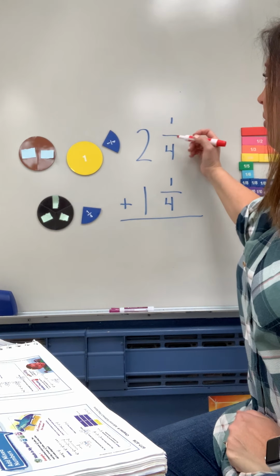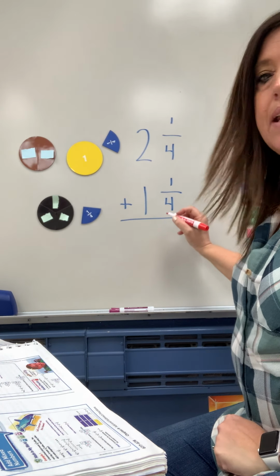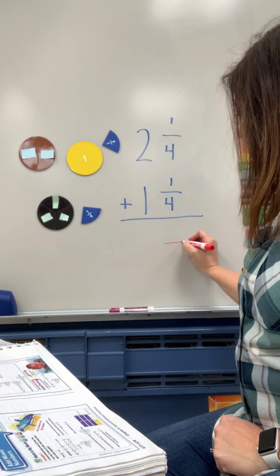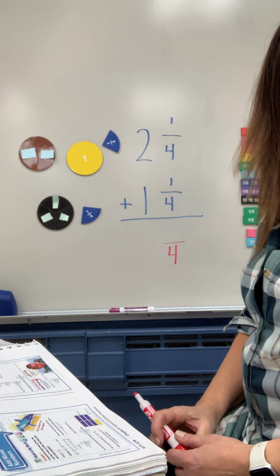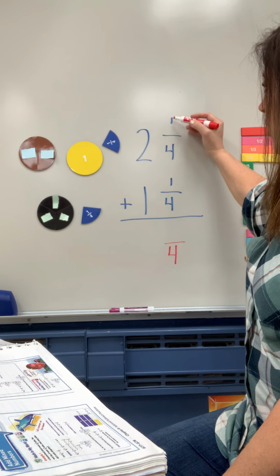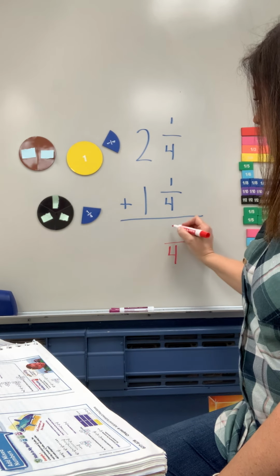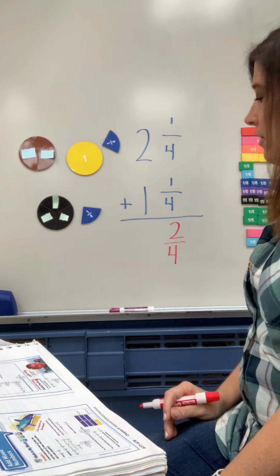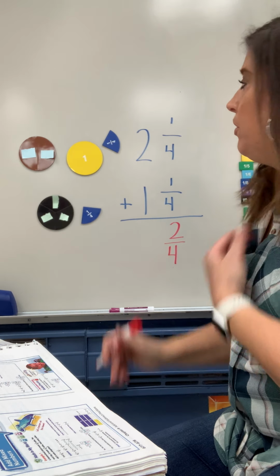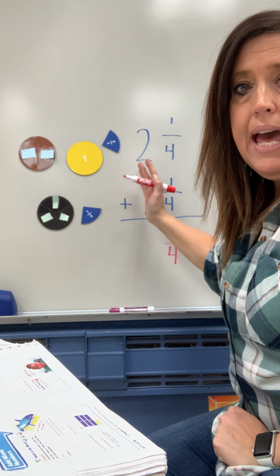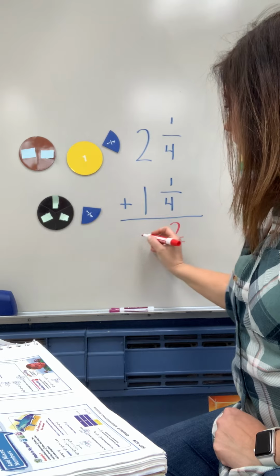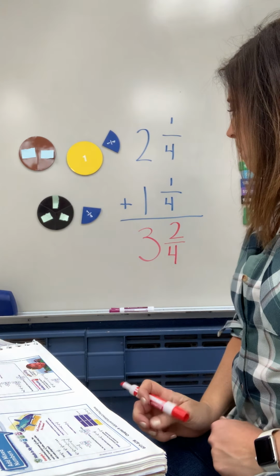So let's make sure that we do. Here we do have the same denominator. It's a 4. So we're going to go ahead and bring the denominator 4 down into our answer. Then we're going to simply add our numerators. We have 1 plus 1, which gives us 2. At this time, we're done with the fractions, so we're going to take a look at our whole numbers and we're going to add the whole numbers. 2 plus 1 is 3.